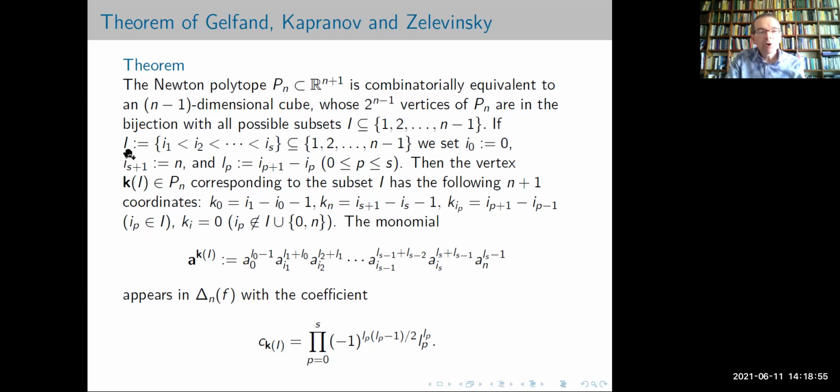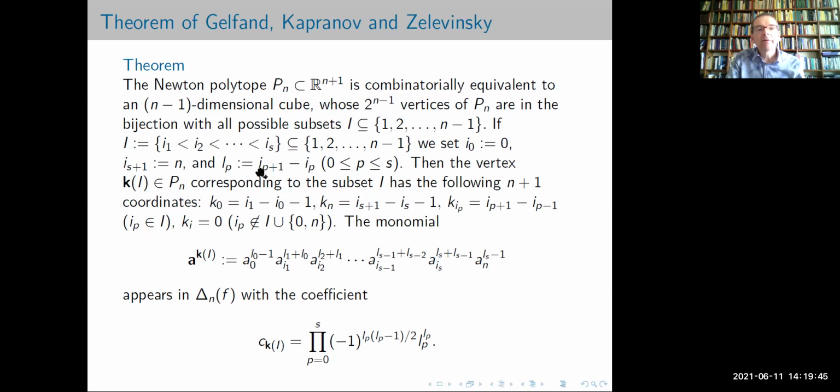And as soon as we have chosen such a subset, I write down the S elements just by ordered integer. So we extend this sequence by setting i zero to be zero, and i S plus one to be n. We need it because it may happen that we have an empty subset, then there are no such intermediate elements, but there will always be the beginning integer zero and the last one.